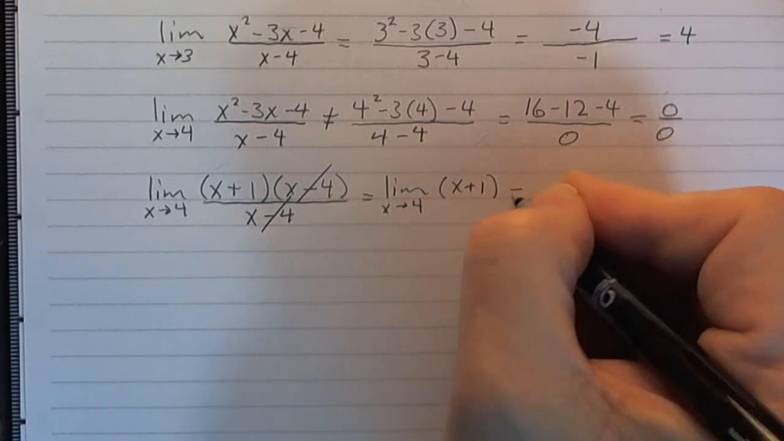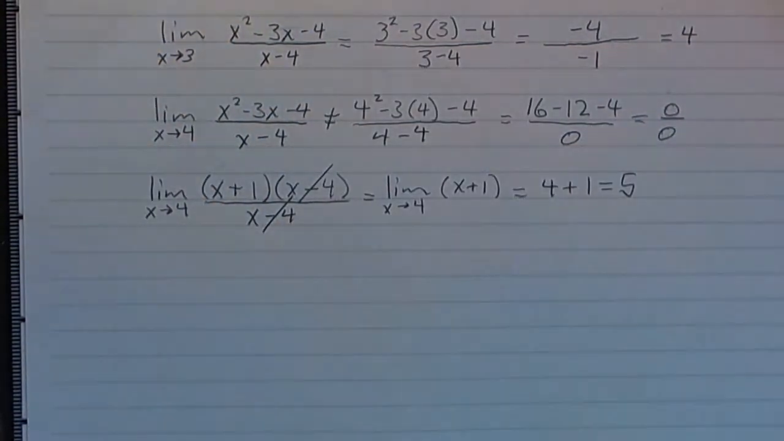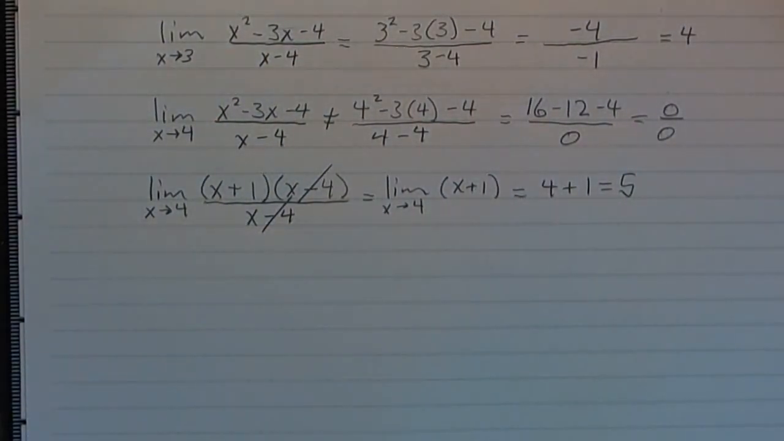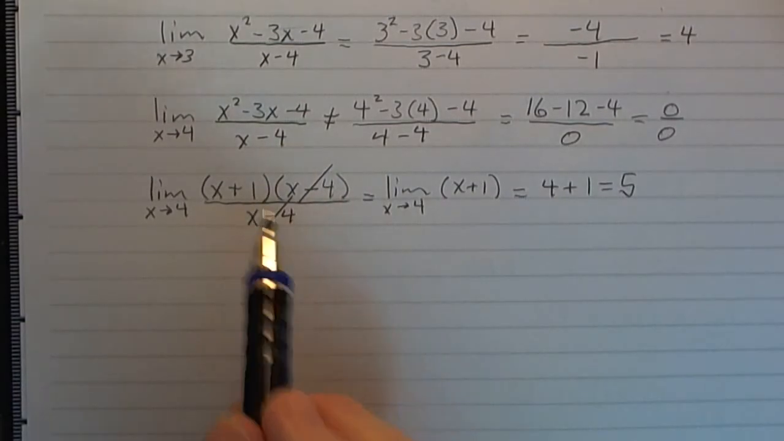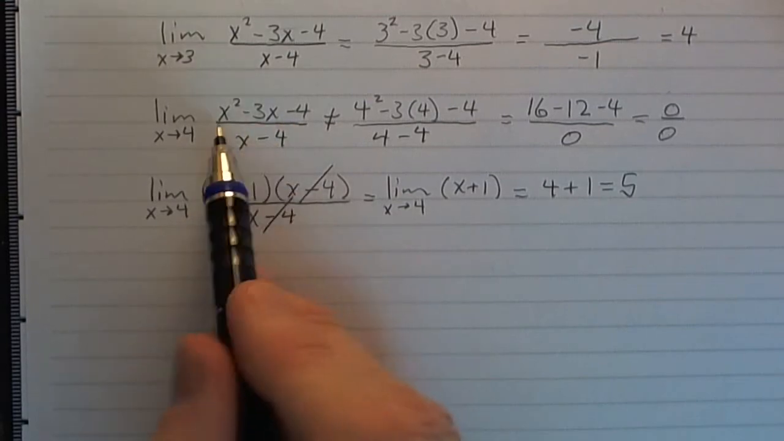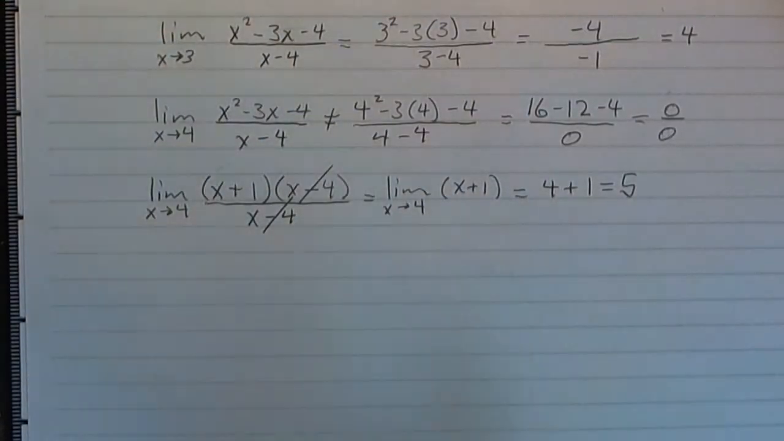Now we can plug in, and we get 4 plus 1 equals 5. And that's the limit. So notice, what we have to do sometimes in a situation like this is factor and cancel and then plug in. Originally, plugging in gave us 0 over 0. So we go to the next phase and say, okay, I'm going to have to do a little more work. So I'm going to factor and cancel.